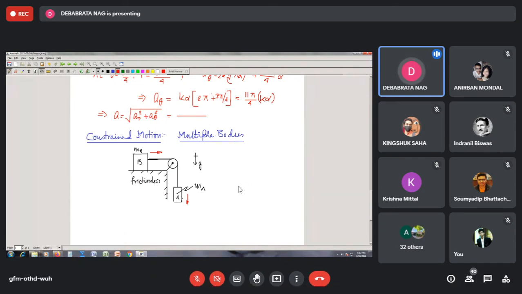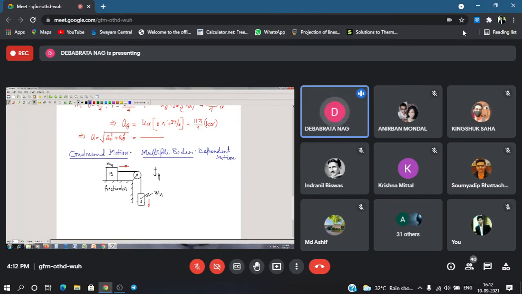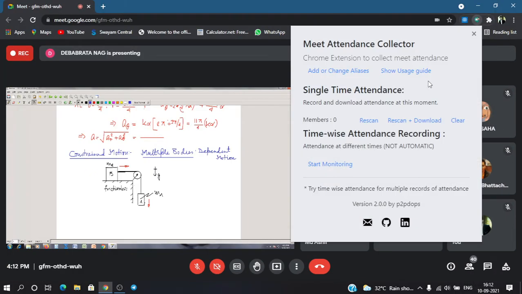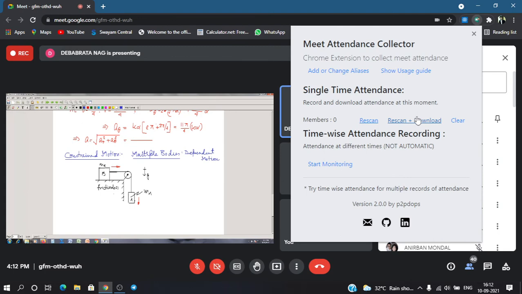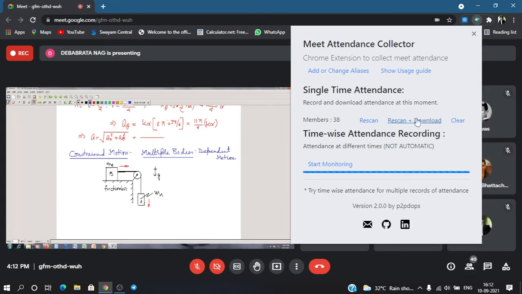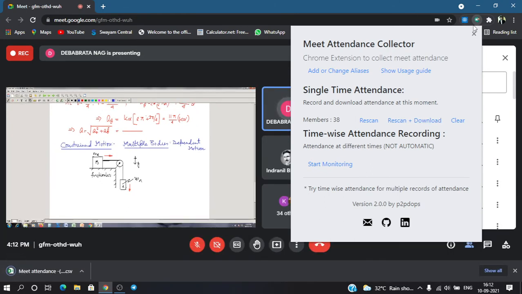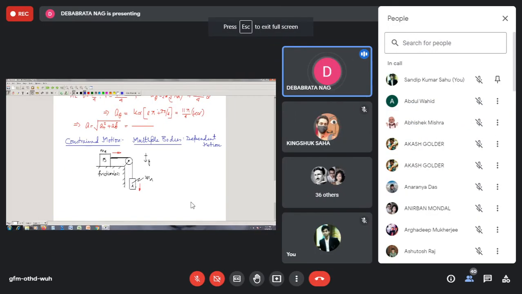But the motion of these two are dependent. So that's why this constrained motion, especially when we are having multiple bodies, is sometimes also known as dependent motion. So we say these two motions are dependent on each other. The motion of particle B depends upon the motion of particle A and vice versa. Correct? So how do we analyze this? Now this is a very simple one, but through this simple example, we would like to produce a systematic method by which we can do it.